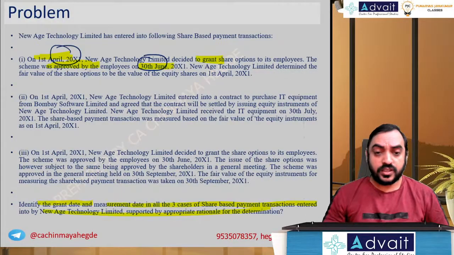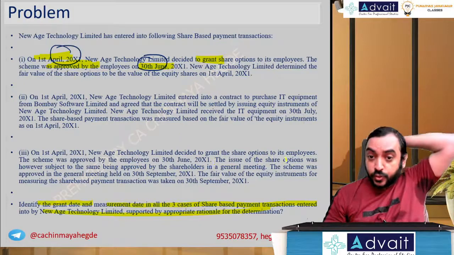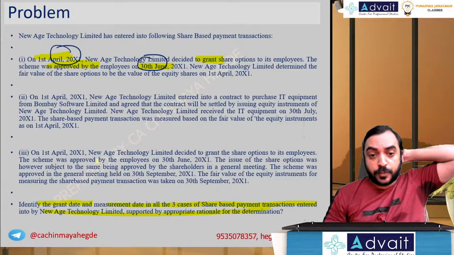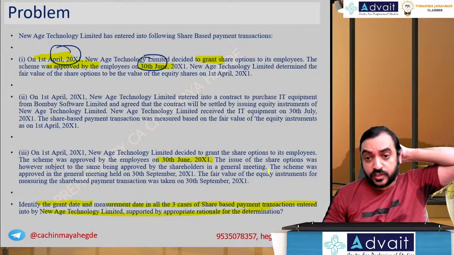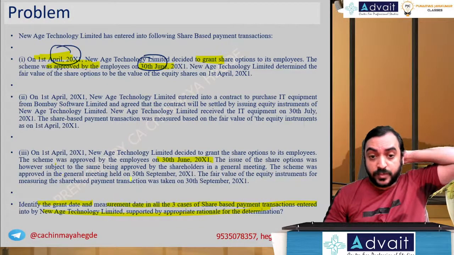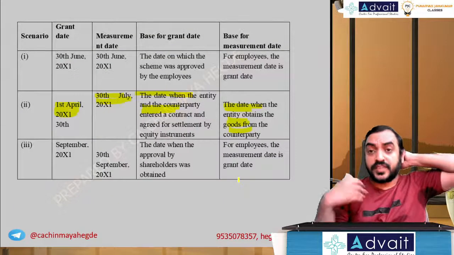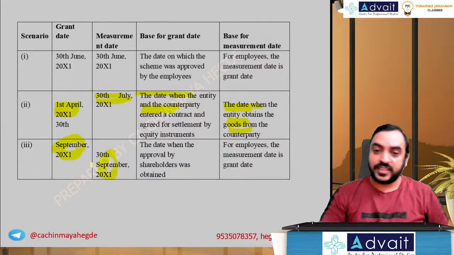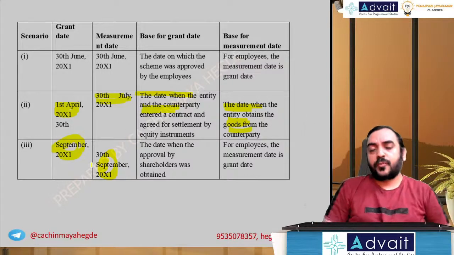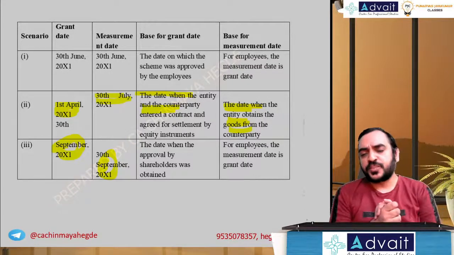Last situation, New Age Technology Limited decides to grant shares to employees. The scheme was approved by employees on 30th of June. The issue of share options was subject to approval by shareholders. The scheme was approved in the general meeting on 30th of September. The fair value of the equity instruments is recognized on 30th of September. So in this case, with the employees, grant date is 30th September and grant date is the measurement date, 30th September, for employees. So basically, what is the summary from this problem?